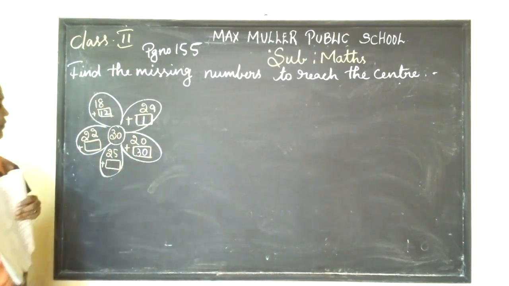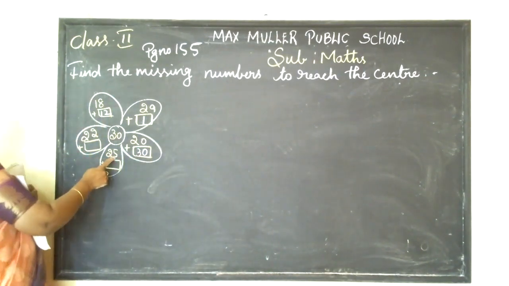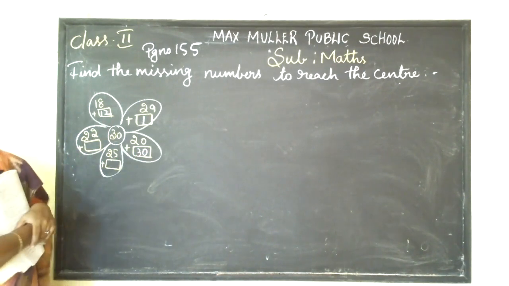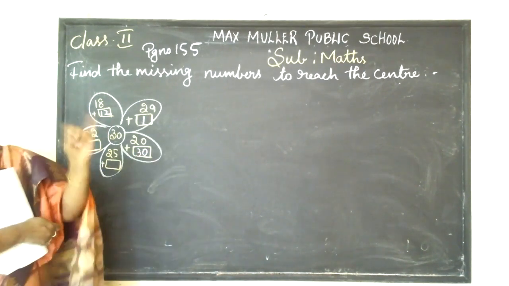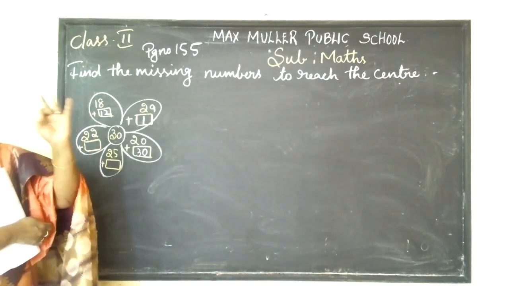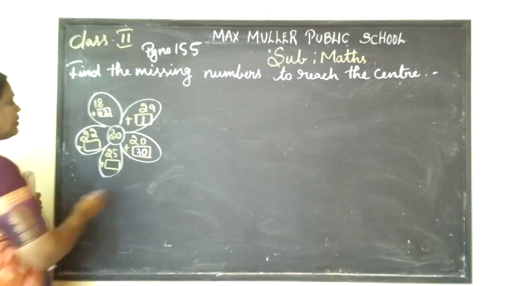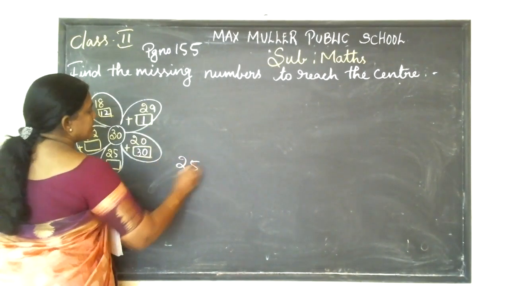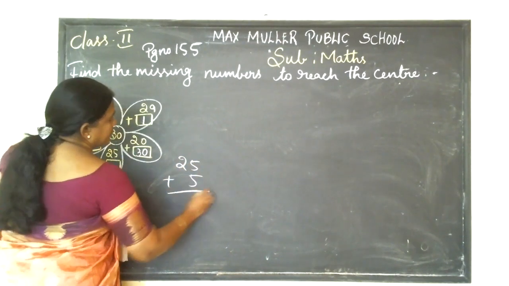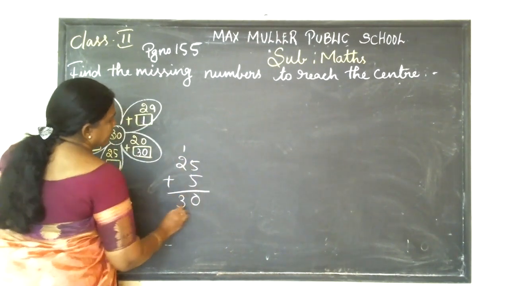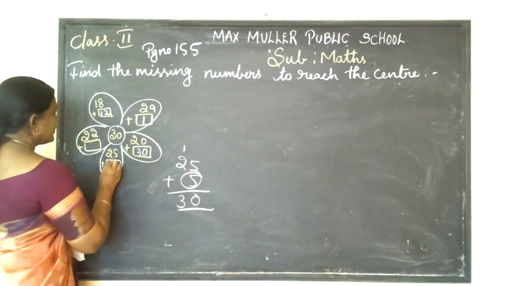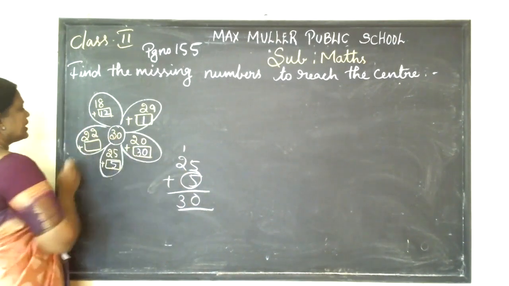Now next 25. 25, if you want to reach 30, how much do you want to add? After 25 you count 26, 27, 28, 29, 30. 5 you want to add. 25 plus 5, 0, 1, 30. If you add 5, you will reach 30.